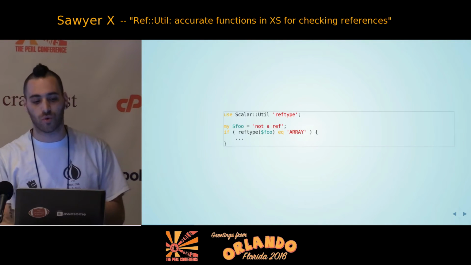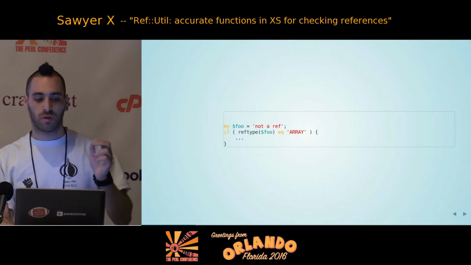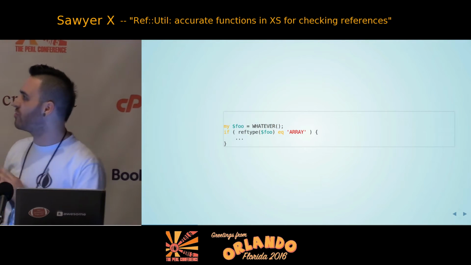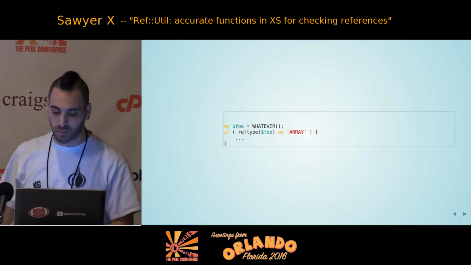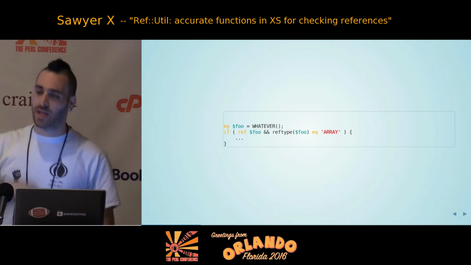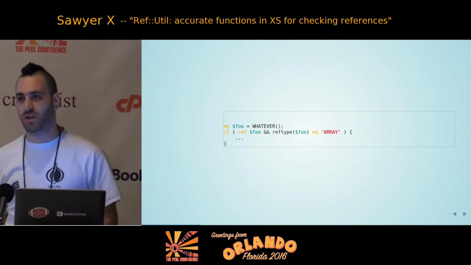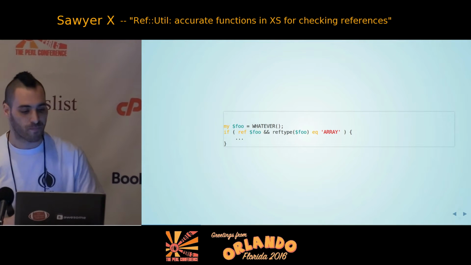So what we actually need to do is take the ref type, but then we have to check if it's a ref. Whatever we get this from, we now have to check: is it a ref? If it's a ref, then I can run ref type. Because if it's not a ref and I run ref type, then I get an uninitialized value. So this is the way you solve it.